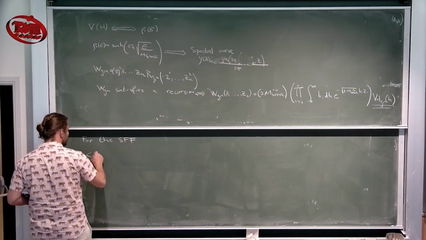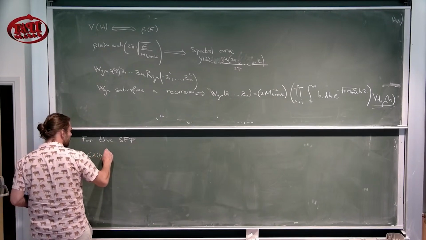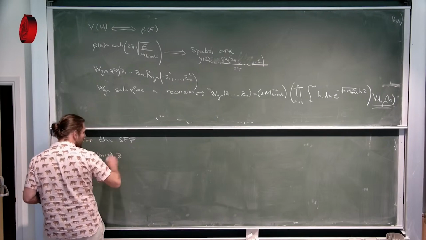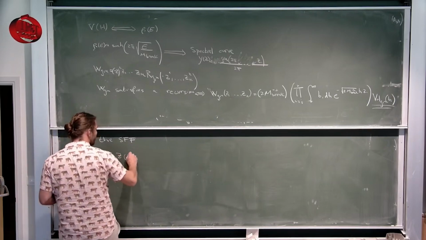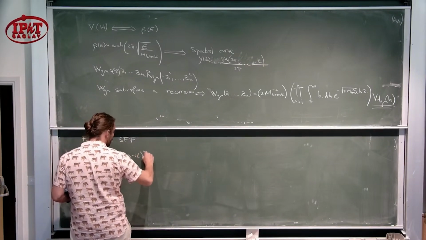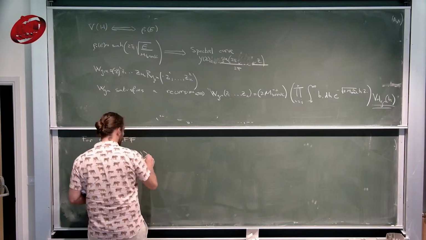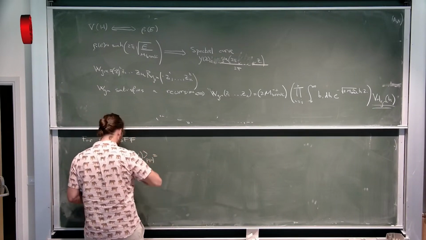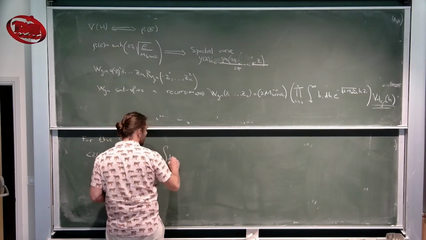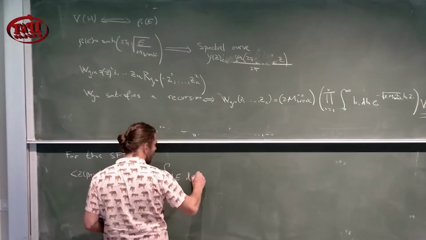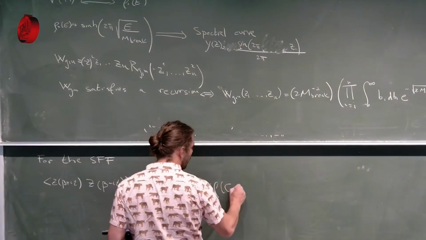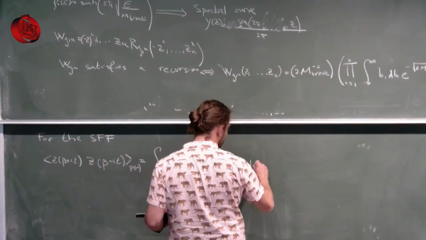So it's convenient to rewrite the spectral form factor, which we now can view as an ensemble average of two copies of a partition function over P of H, in terms of an integral over energies times the correlator of two densities of states.